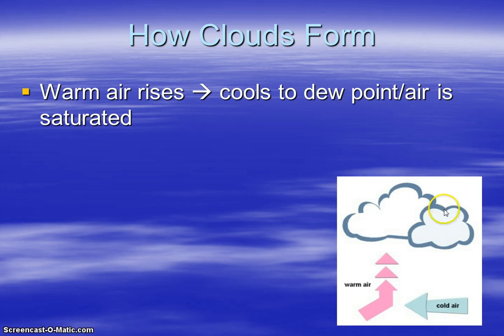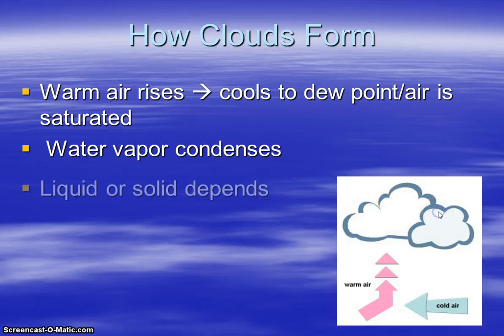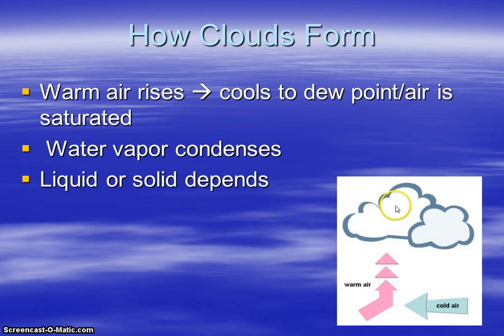So you can see in the picture down here, we have a little graphic. Our warm air is rising. Up here where the cloud forms, it's going to cool off. It cools to the point where condensation can occur, which is the dew point temperature, and then you have some clouds that are forming.